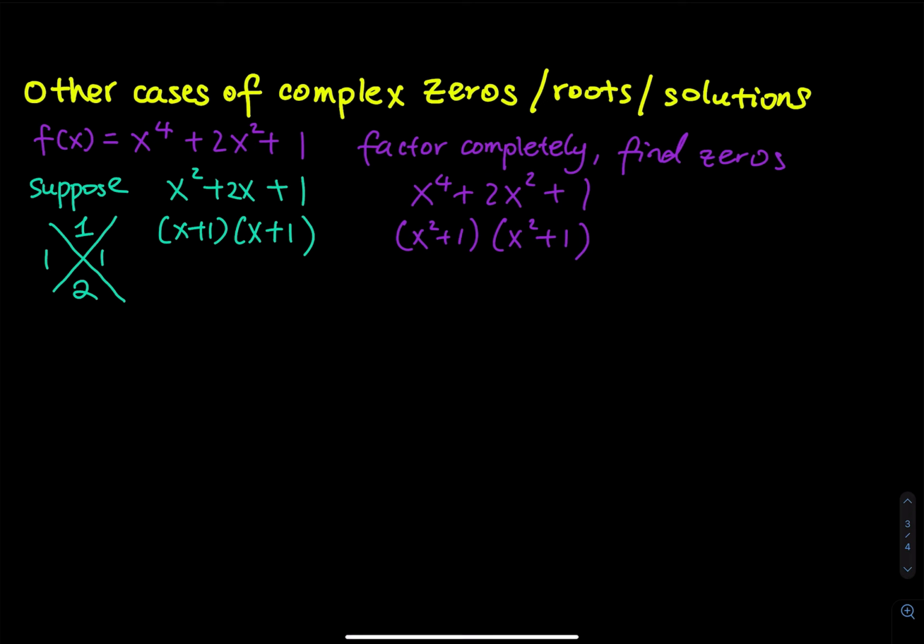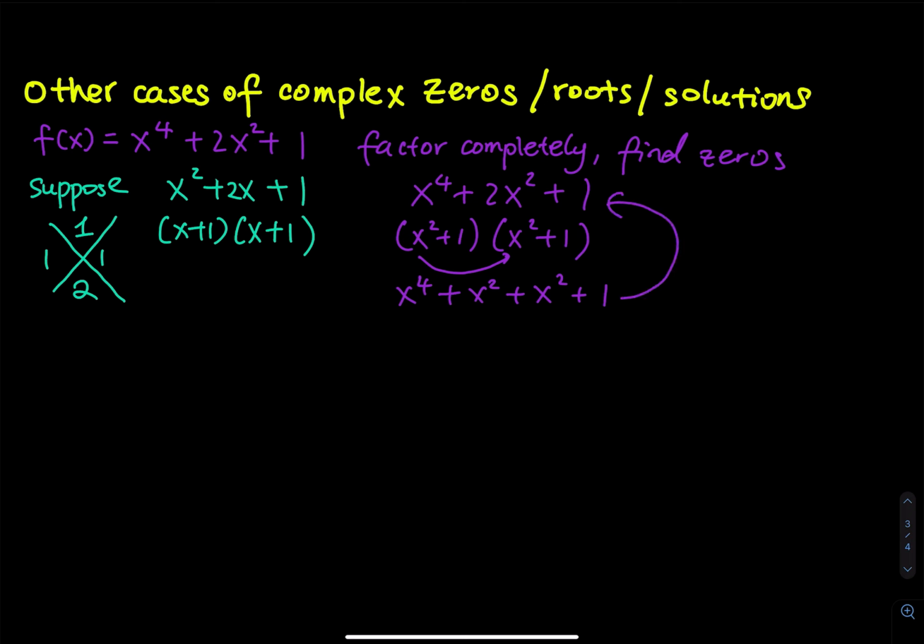Did we factor completely? The answer is not yet. Okay, so this one is x squared plus 1 times x squared plus 1. So when you multiply, you have what? You have x squared times x squared, x to the fourth, and then plus x squared, 1 times x squared, and then 1 times 1, and then you will just get this back.